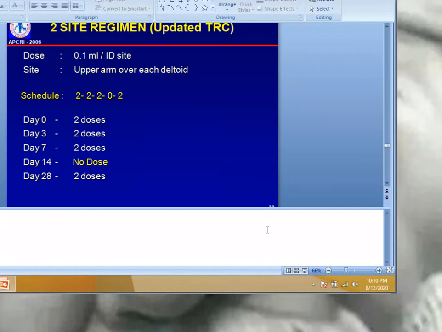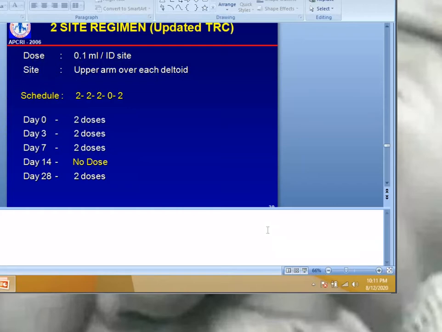two-site regimen. Whenever you are asked about post-exposure prophylaxis of a rabid dog wound, you have to write all these lines. First is the nervous tissue vaccine. Of course, it is now not available because of severe complications. The second one is the cell culture vaccine. Here there is a two-site regimen, where the dose is 0.1 ml by intradermal route. The site is the upper arm over each deltoid.